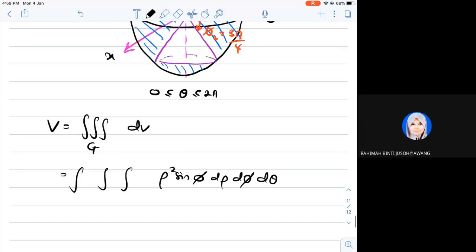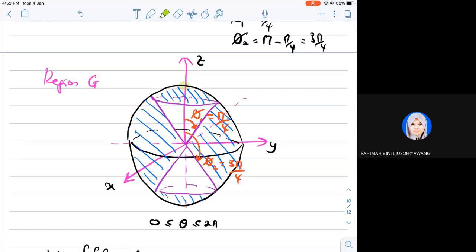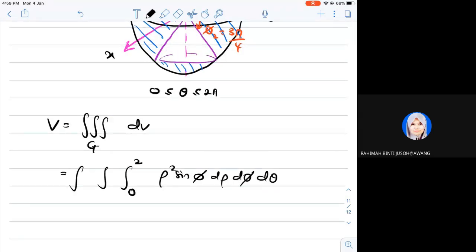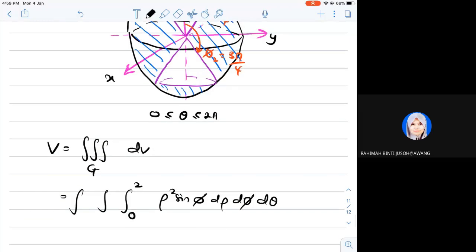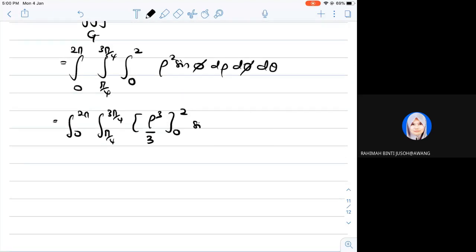So now limit of rho, mana tadi rho? Rho equals to 2. Okay, we have rho here equals to 2, the radius of the sphere. So rho from 0 until 2. And then now phi, so I explained tadi, phi is starting from pi over 4 until 3 pi over 4, and then theta is from 0 until 2 pi. So let us proceed. So rho cube over 3, substitute 0 and 2. We have sine phi. So 2 cubed is 8, so 8 over 3 can be taken out.